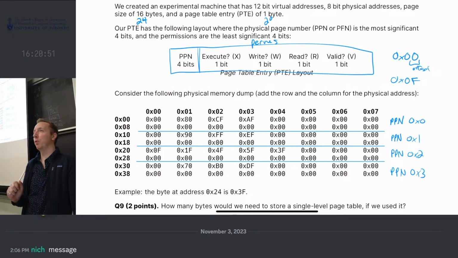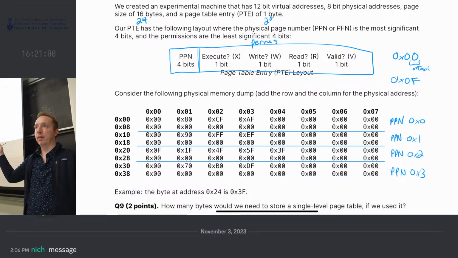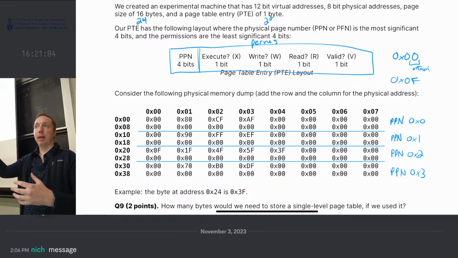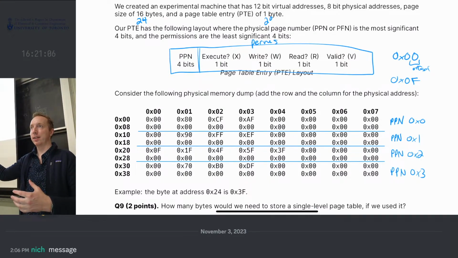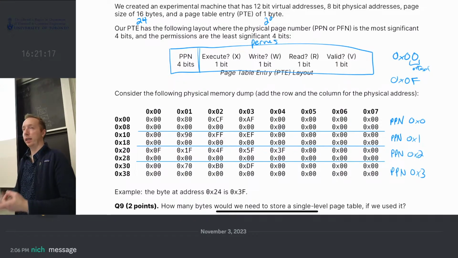4,096? How'd you get that? So 2 to the 12, that would be my entire virtual address space. Then I have to take that and divide by the page size, right? No, so this is just a single large page table. If I have a single large page table, I need an entry for every single virtual page number.